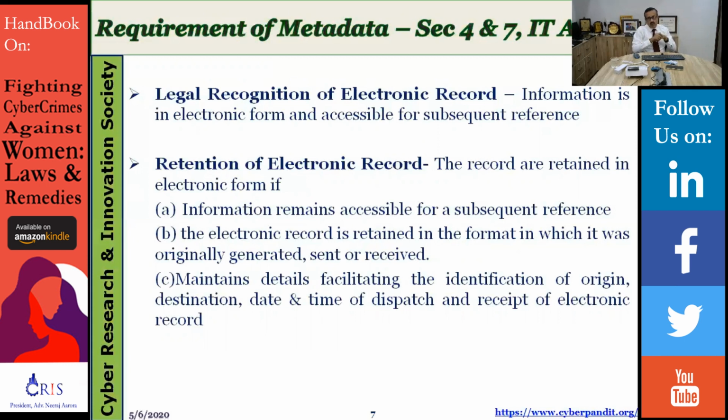So first is section 4, which talks about the legal recognition of electronic records. It says that the information should be in electronic form and accessible for subsequent reference. That means once it is used, once it is relied upon, it should be available for subsequent reference. Second, section 7, which again deals with the retention of electronic records. The first condition to be complied with is that the information should be accessible for subsequent reference. So that means the original must be maintained, because if the original is not maintained, there would not be any possibility to unearth the manipulation.